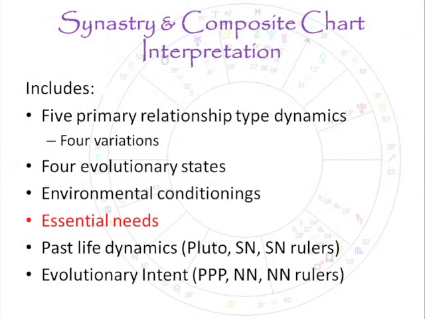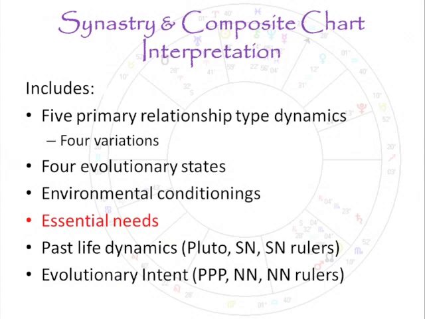Just a little review here for you. As we start moving into synastry and composite chart interpretation, we will be working with the 5 primary relationship type dynamics, including the 4 variations. We, of course, have looked at 4 evolutionary states. If you want more information on that, there's a class on that in the segment 1 series.